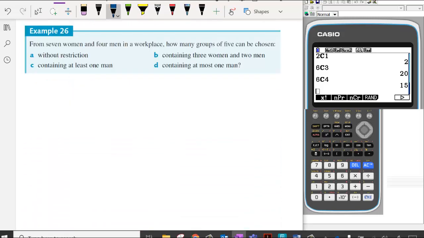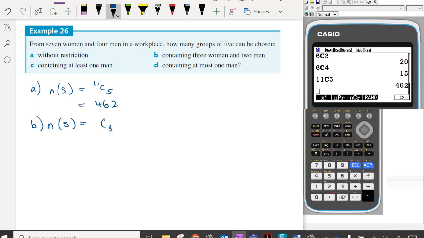So we have from 7 women and 4 men in a workplace, how many groups of 5 can be chosen if, first of all, there's no restriction, so that's pretty straightforward. The number of selections is 11, and we're selecting a group of 5, so that would be 11C5. So there's 462 possible selections that can occur. We look at B, containing 3 women and 2 men. So in this case, we've got 3 women and 2 men.